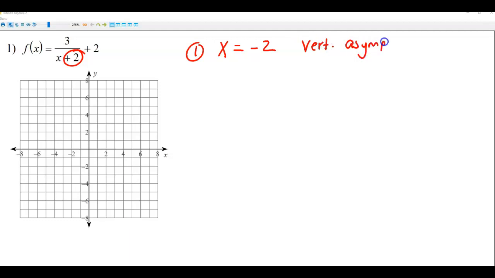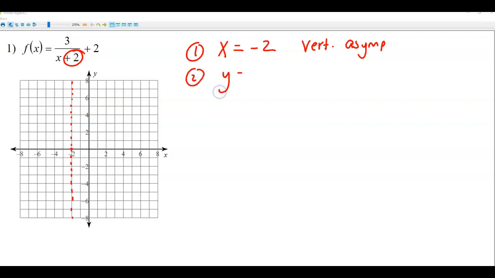Vertical means up and down, so I'm going to be sketching a vertical up and down line at negative 2. I like to make these dotted because it's technically not supposed to be a line that you see when you graph these. They're just an invisible barrier that your graph can't cross. So I make it dotted so I see it, but it's really supposed to be invisible.